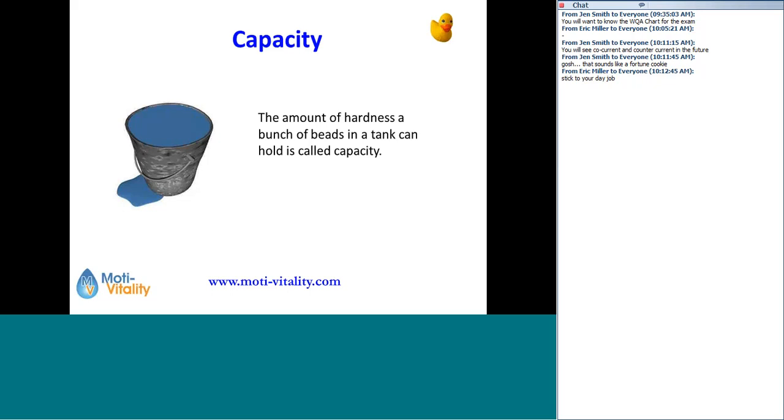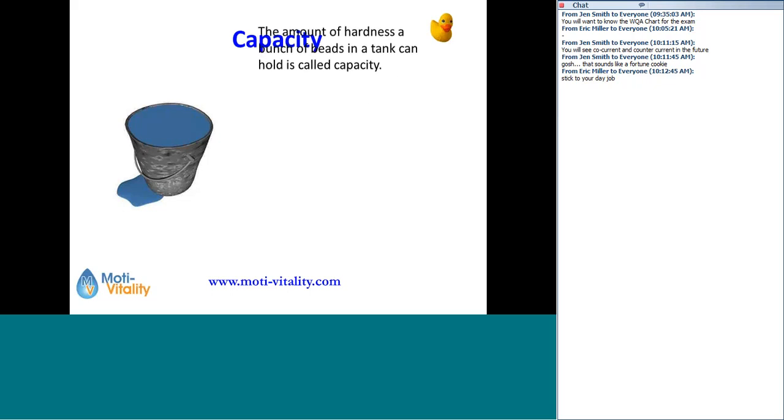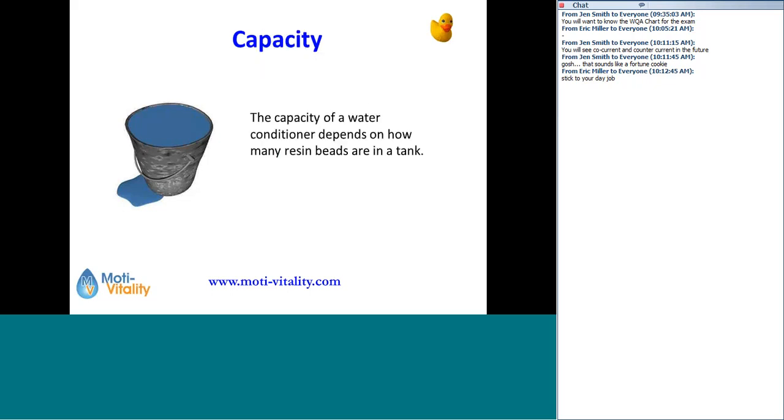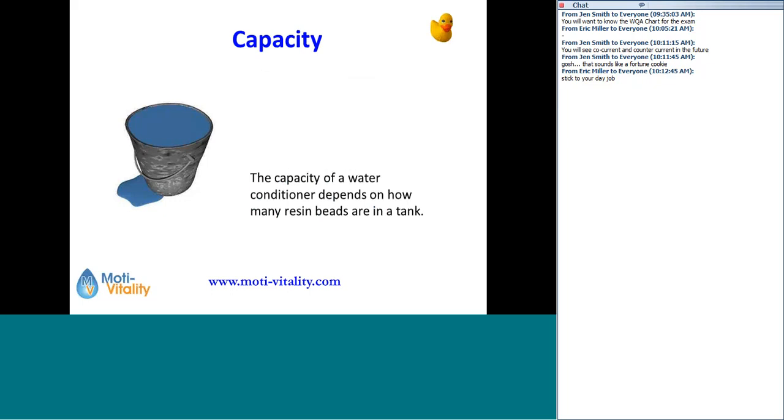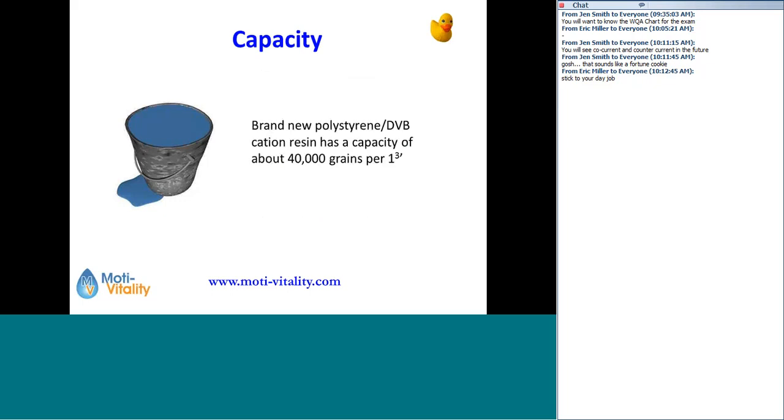So if you have 1 grain per gallon of hardness in your water, then you would be able to run 30,000 gallons through that softener if it's a 30,000 grain unit, theoretically, right? So the capacity of a water conditioner depends on how many resin beads are in a tank. Brand new polystyrene DVB cation resin has a capacity of about 40,000 grains per cubic foot.